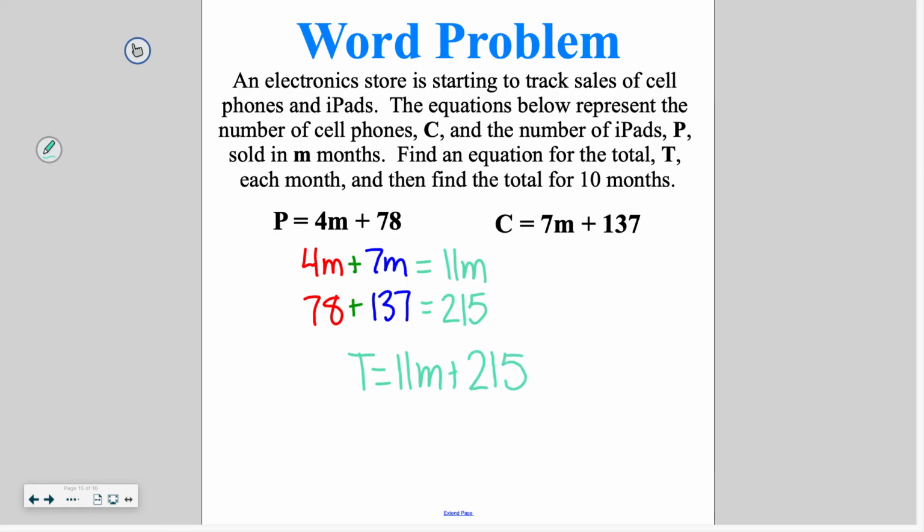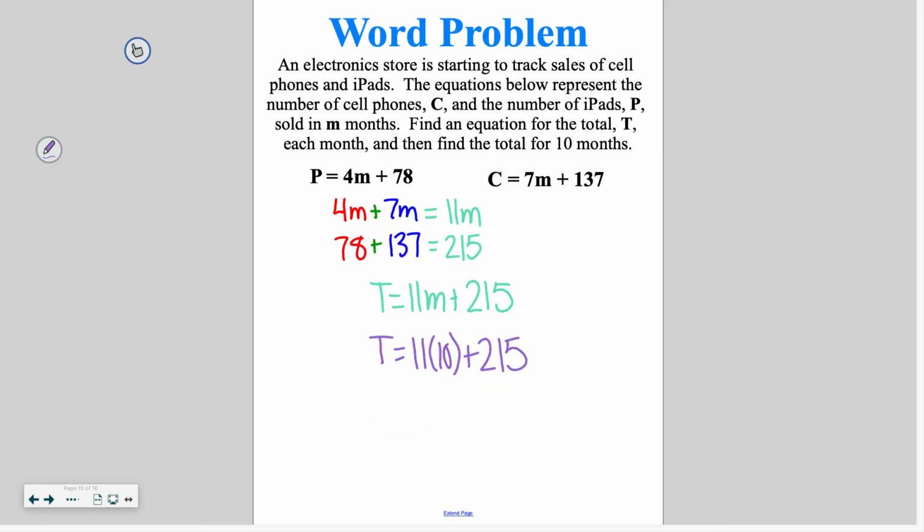And then it asks you to find the cost for 10 months. So I want you to go ahead and find the cost of 10 months on your own. In order to find the cost of 10 months, you're going to plug 10 into your equation. And when you do that, you end up with a total sale of 325 devices. Between the two different devices, that's how many they are selling.